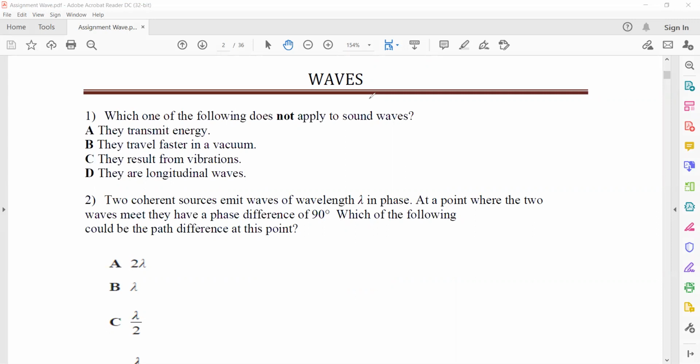Sound waves are longitudinal, that's true. They result from vibration, they transfer energy, but sound waves cannot travel through a vacuum. They require a medium to travel. Without a medium, the sound waves cannot travel.